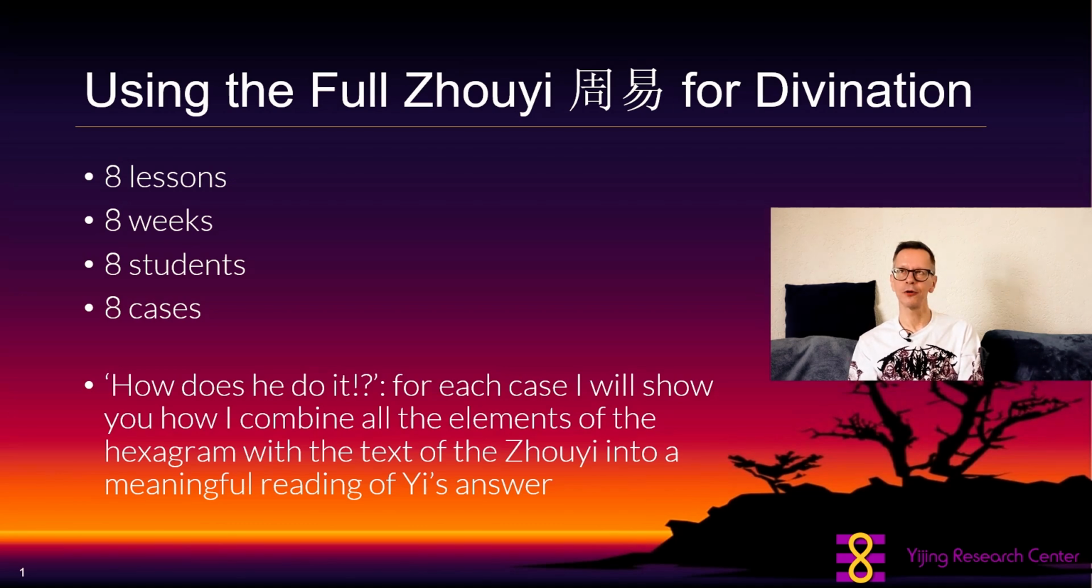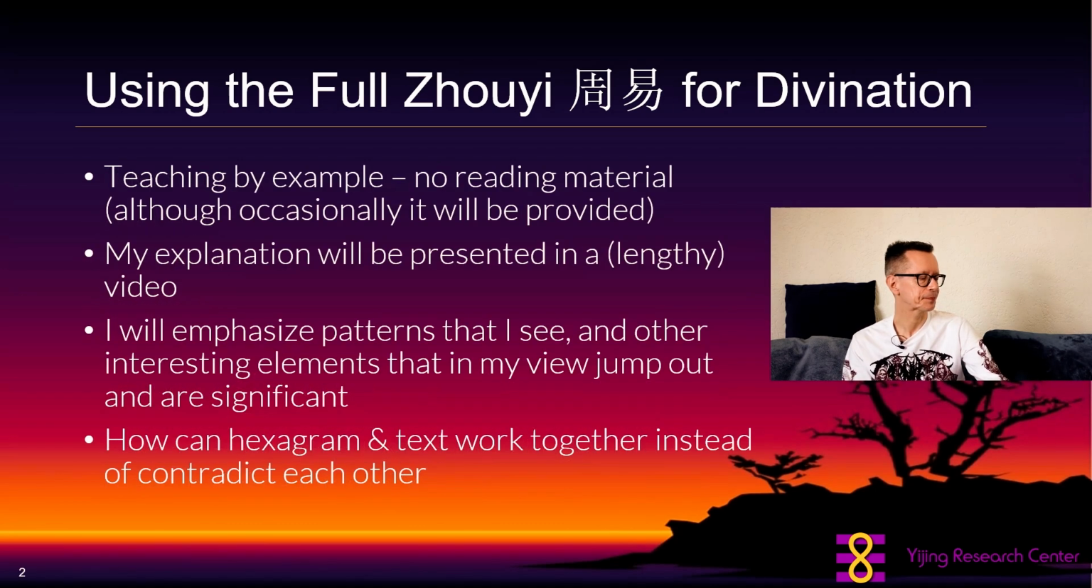And the whole idea of the course is this. For each case, I will show you how I combine all the elements of the hexagram with the text of the Zhouyi into a meaningful reading of each answer. So in this course, we will cover 8 cases, 1 case from each student. And I will rip that case completely to pieces and dissect it in every possible way. And I will do that by teaching by example.